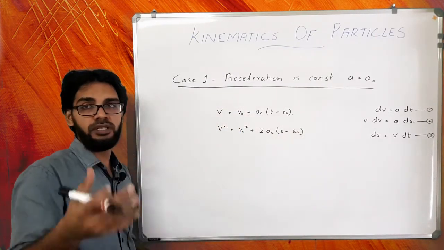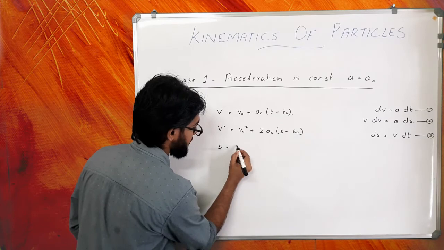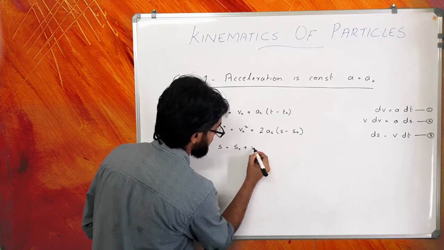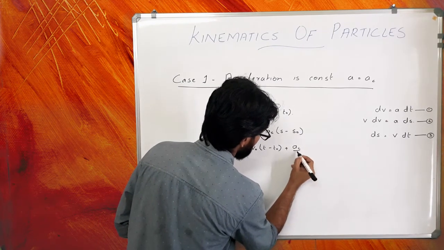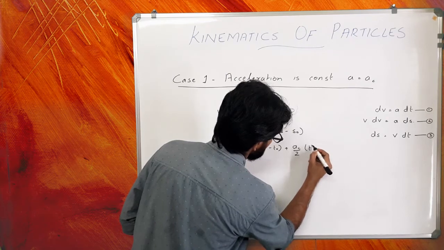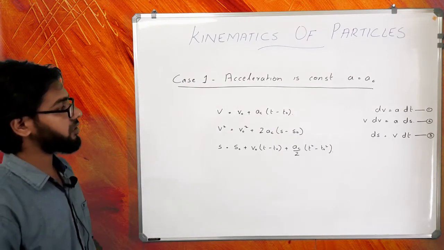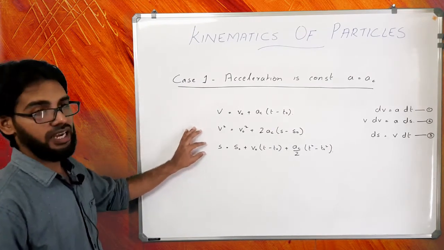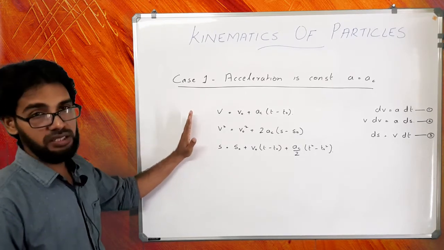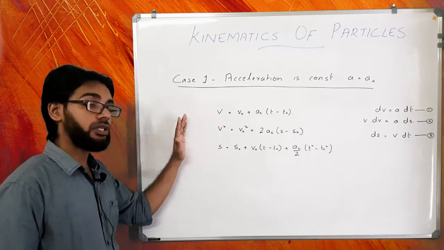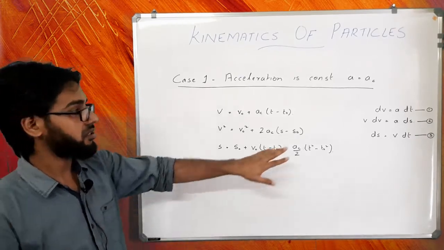Yes, I want you to repeat after me. Now the last equation: s equal to s0 plus v0 into (t minus t0) plus a_c by 2 into (t square minus t0 square). So these are the three equations which we had derived so far. Let me remind you once again, not to study these equations by heart, but to derive the equations from the basic integral conditions like these three.